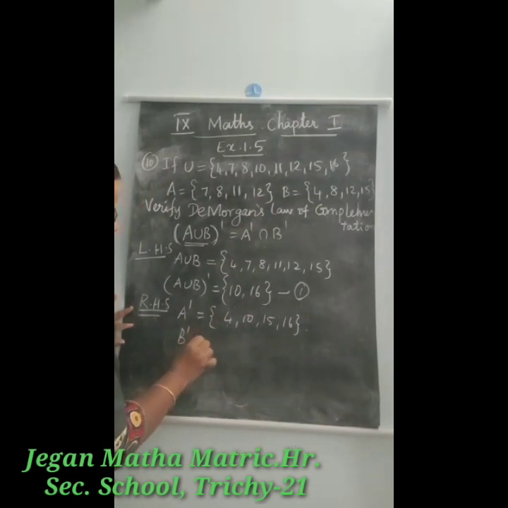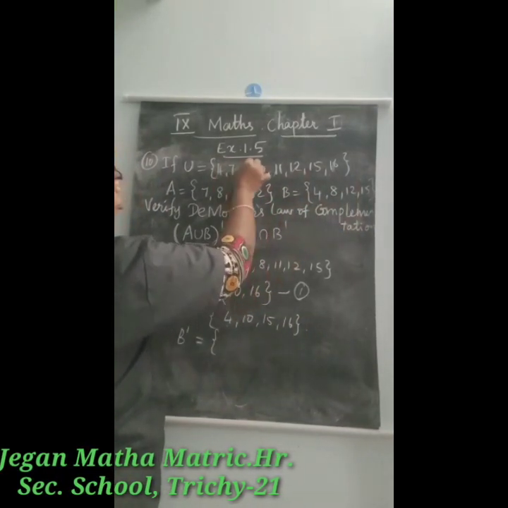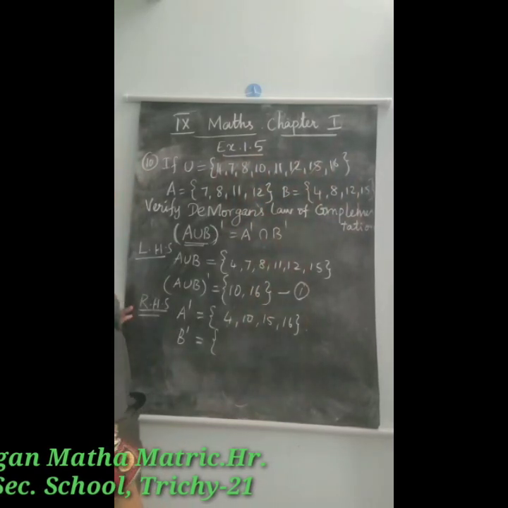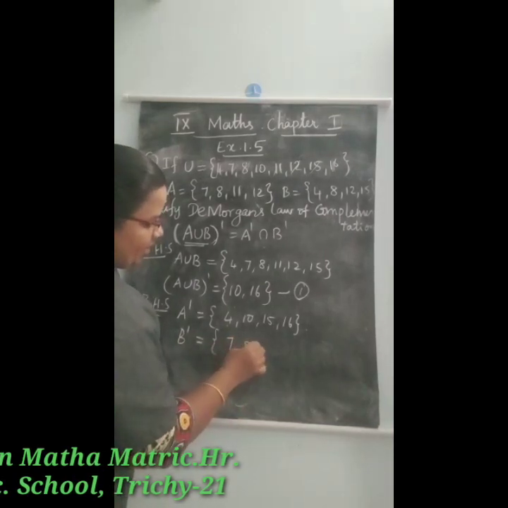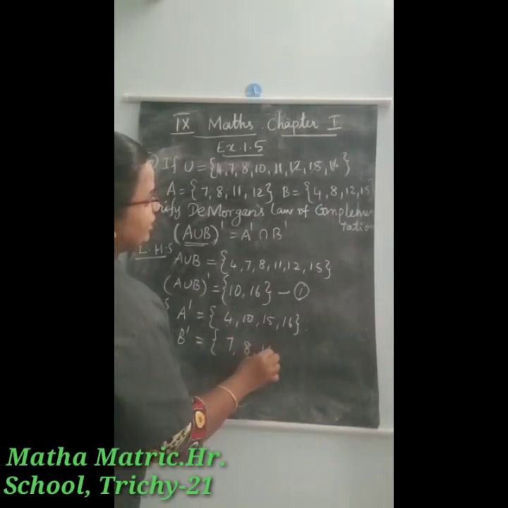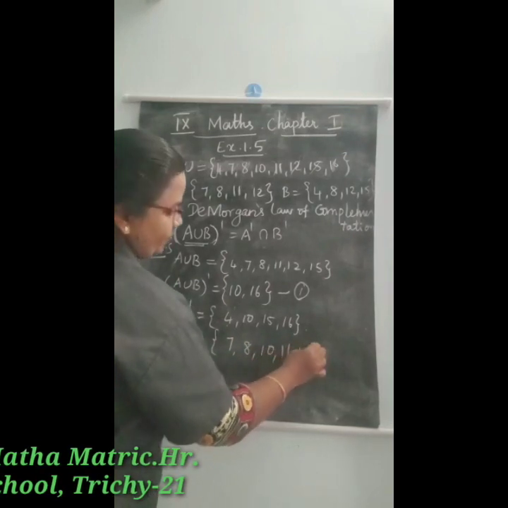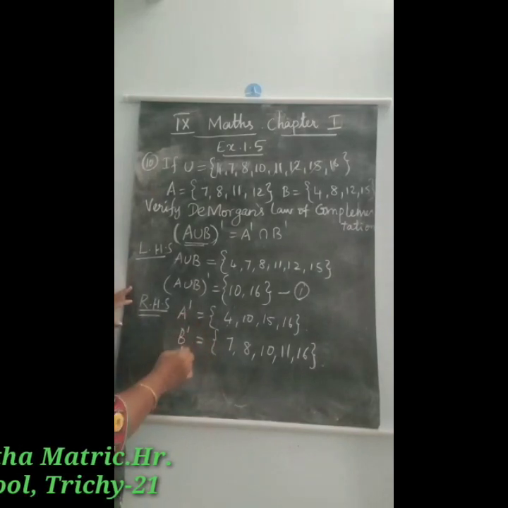Next one is B dash. What is B dash? 4, 8, 12, 15. Strike out 4, 8, 12, 15. So we have to take 7, 10, 11, 16. So now we have to find out A dash intersection B dash.